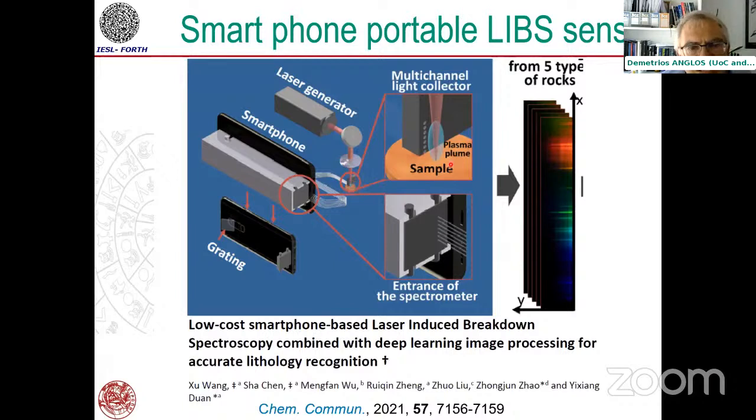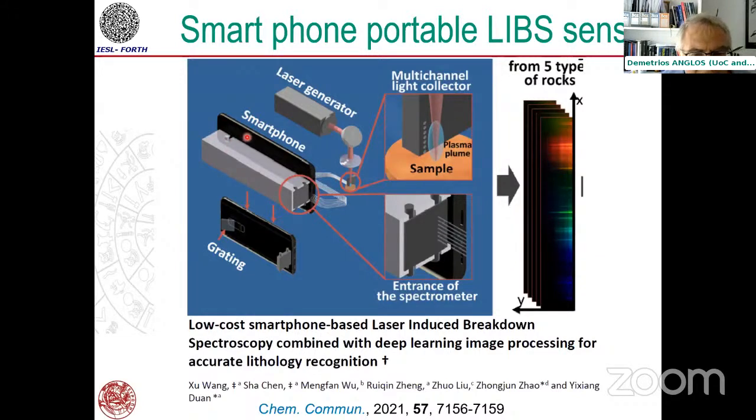As you see here, the light is collected with a lens, collimated, and sent through a transmission grating. It's a transmission grating, not a reflection grating, which is in a module attached on the back of a smartphone. So the line is analyzed through the grating, and then with a mirror is directed onto the lens of the camera and is detected by the camera.